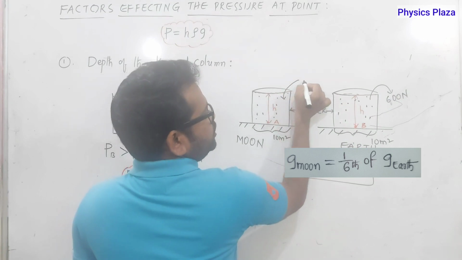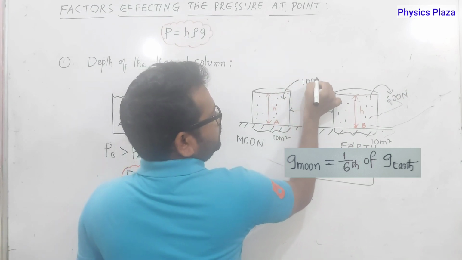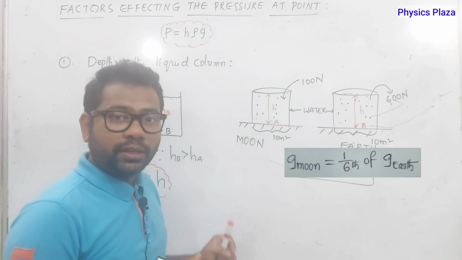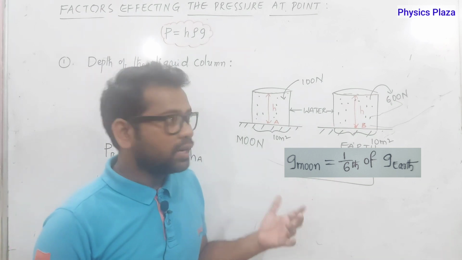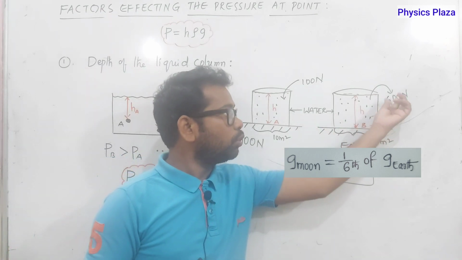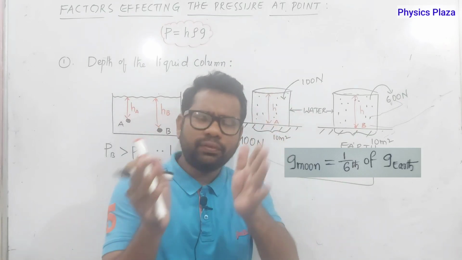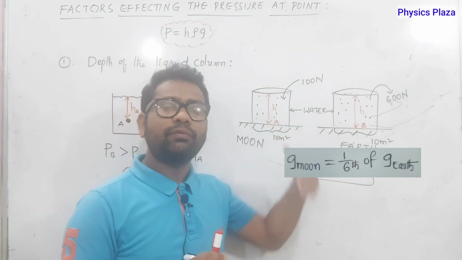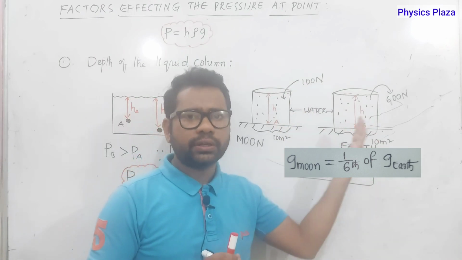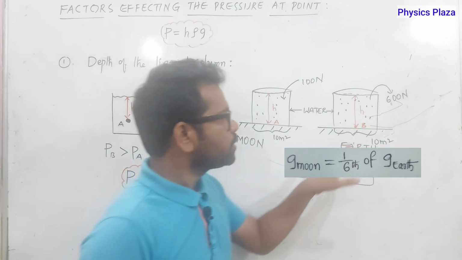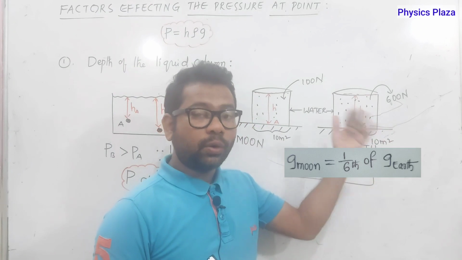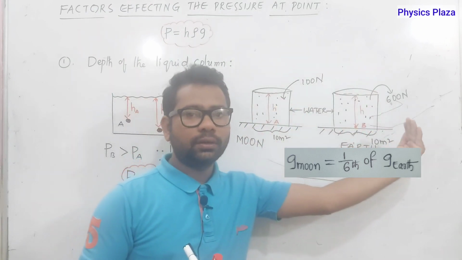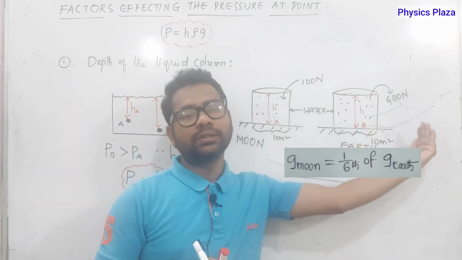Obviously, this is going to be 100 Newton only. Children, don't get confused. Here you may get one doubt: sir, you are taking a liquid with more weight, less. No, we are taking the same amount of liquid. But on the moon surface, the weight will be 1/6 of the weight on the earth surface. So I repeat once again, the weight is always 1/6 of the weight of the body which you can take on the earth surface.